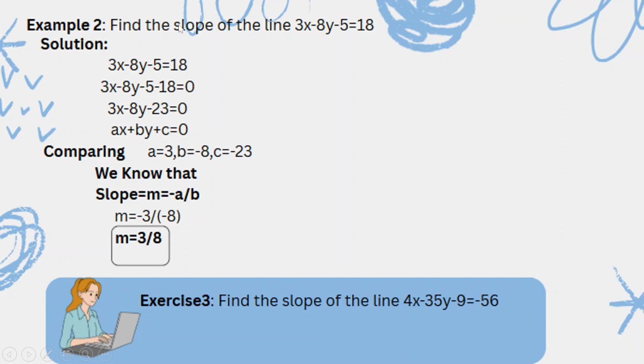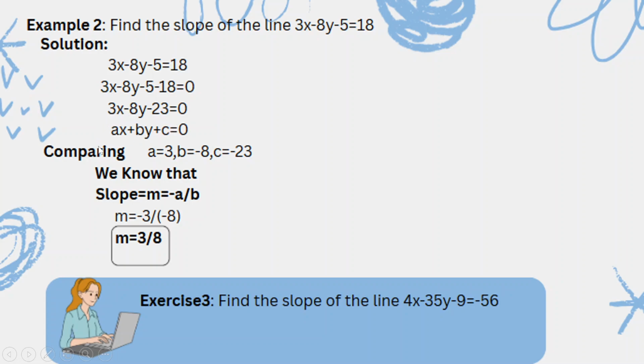Now the second example, if we are asked to find the slope of the line and the line is 3x minus 8y minus 5 is equal to 18. So it is 3x minus 8y minus 5, and 18 when it moves to the left side, its sign becomes opposite, which is minus 18. So it is 3x minus 8y minus 23 is equal to 0. We compare it with the original, which is ax plus by plus c is equal to 0.